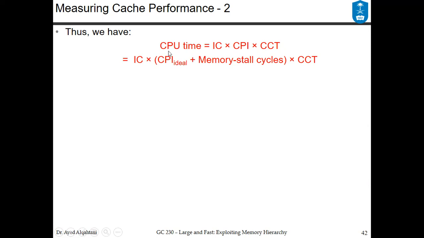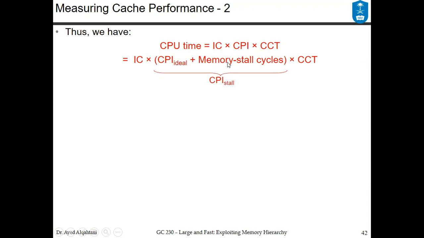by knowing that the CPU time is actually the instruction count times the CPI times the clock cycle time. However, because we have memory stall cycles, now the CPI would be the base CPI or the ideal CPI, and we add to that base CPI the memory stall cycles. And this one, we call it the CPI with stalls, or sometimes we call it the effective CPI.